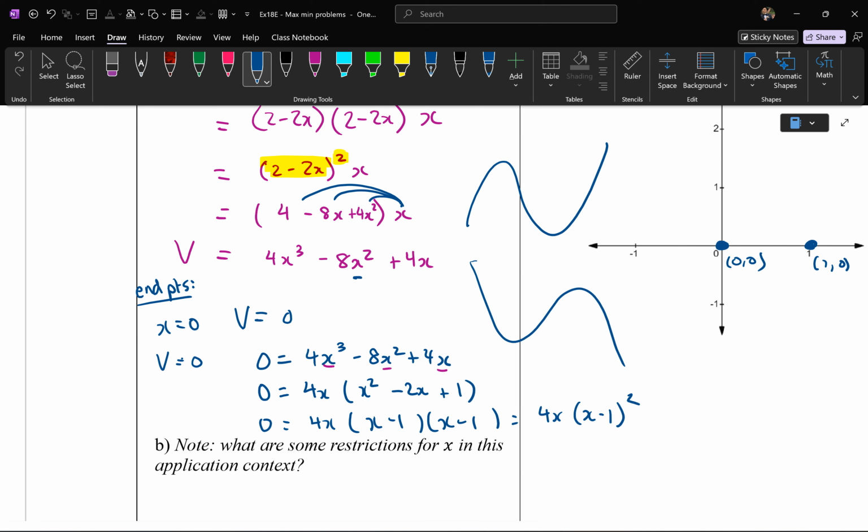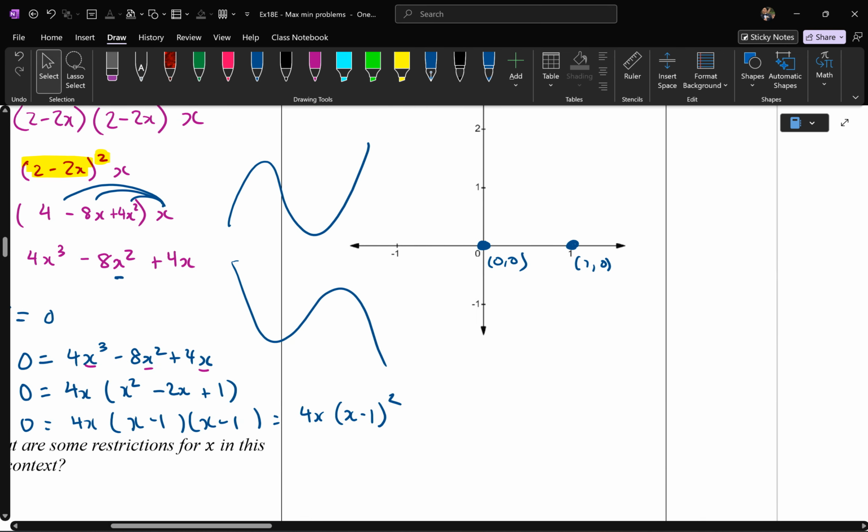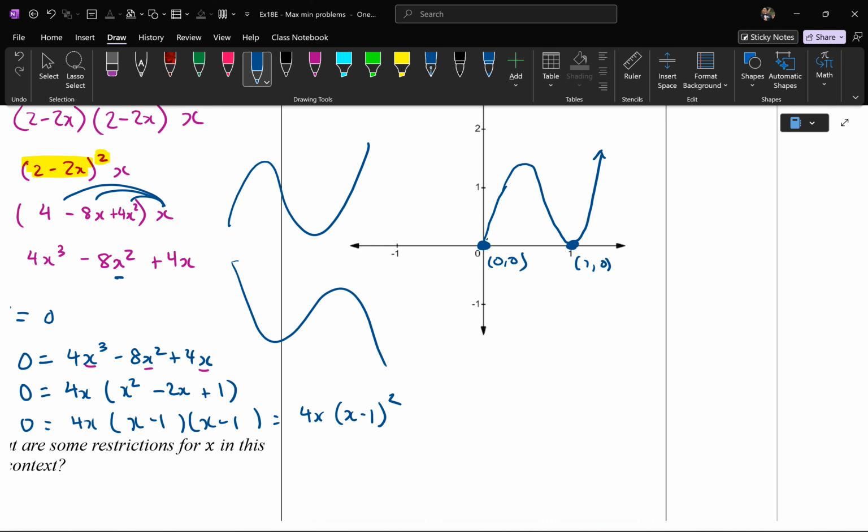At (1, 0), there's a square. What does that mean? It touches. Remember how I said if it was cubed, then there's an inflection point there. If it's squared, it touches the curve. So at exam 1 level, you're meant to be able to picture it and say it crosses through 0, but then it comes back and touches 1. And the reason why I know it touches 1 is because there's a square there.